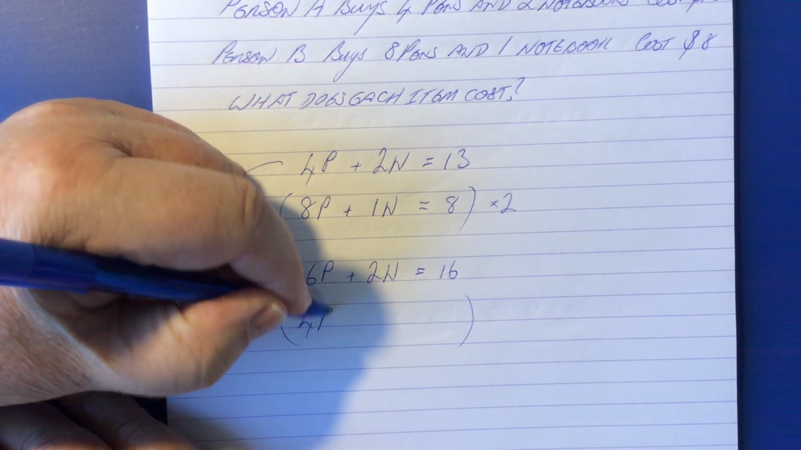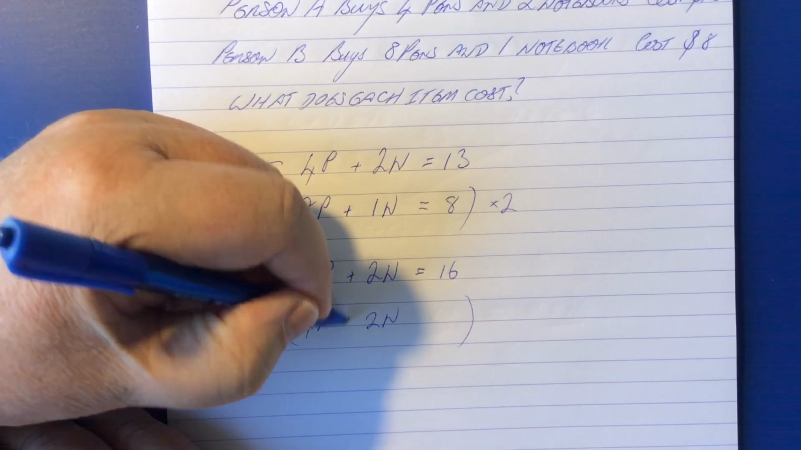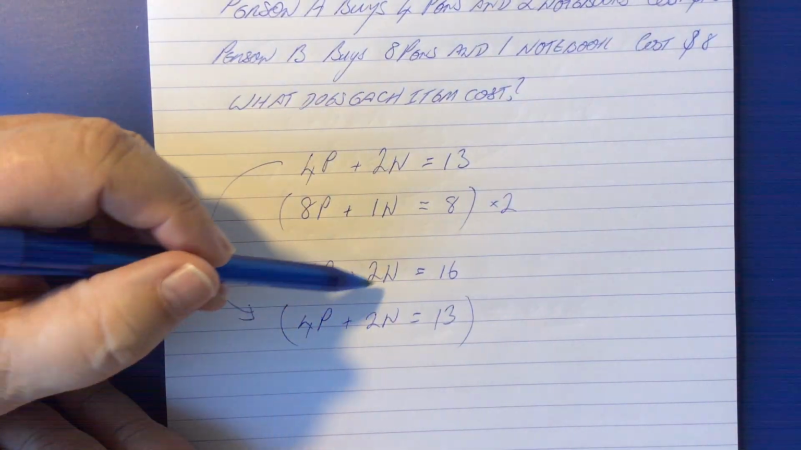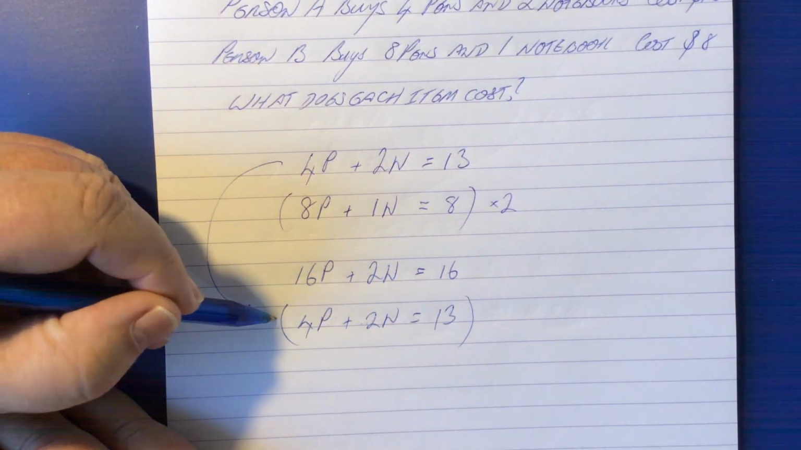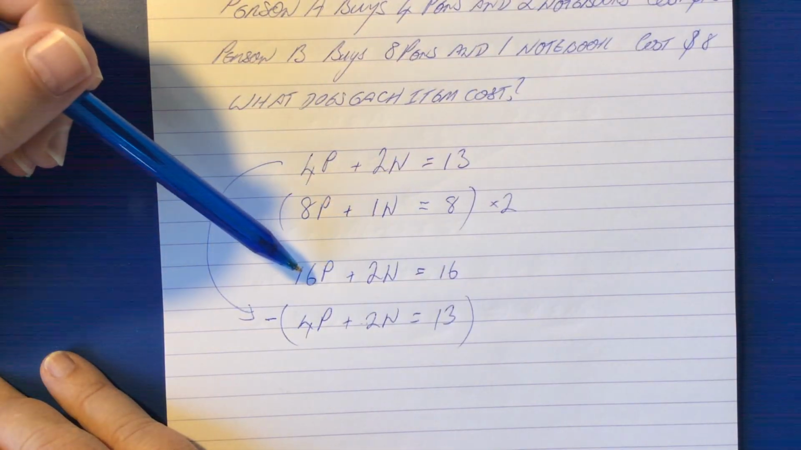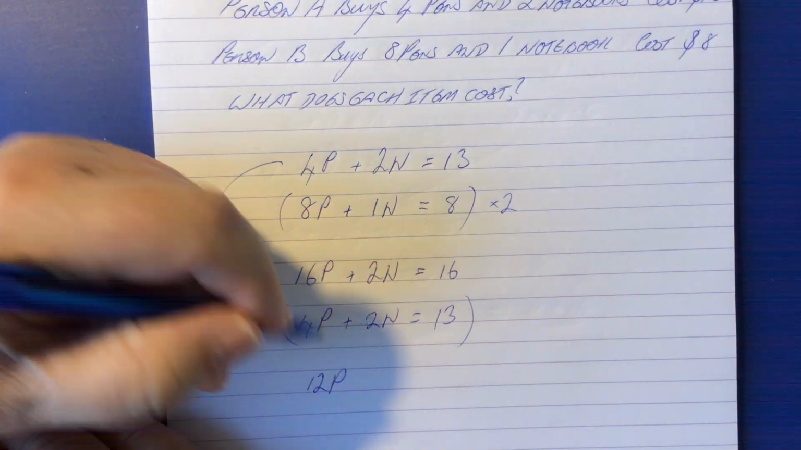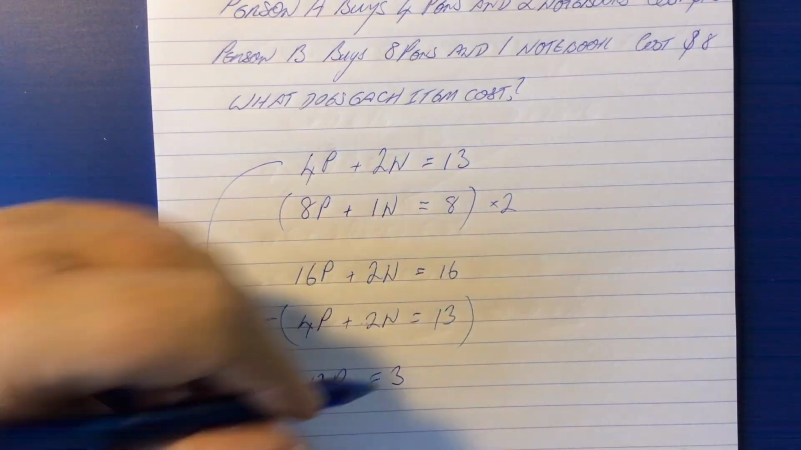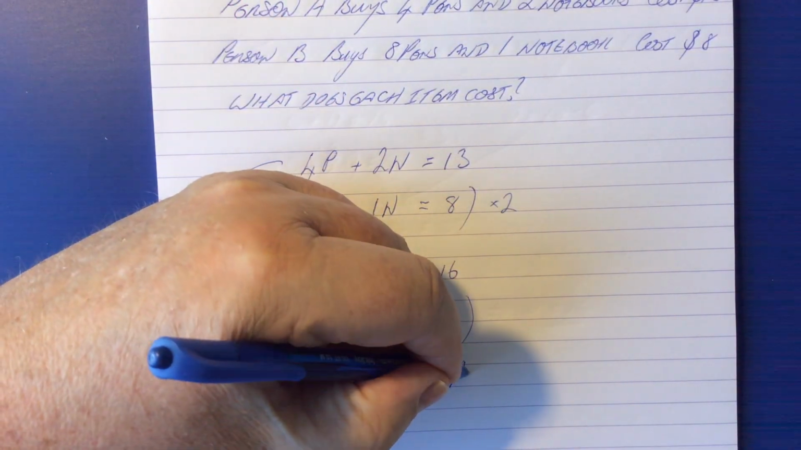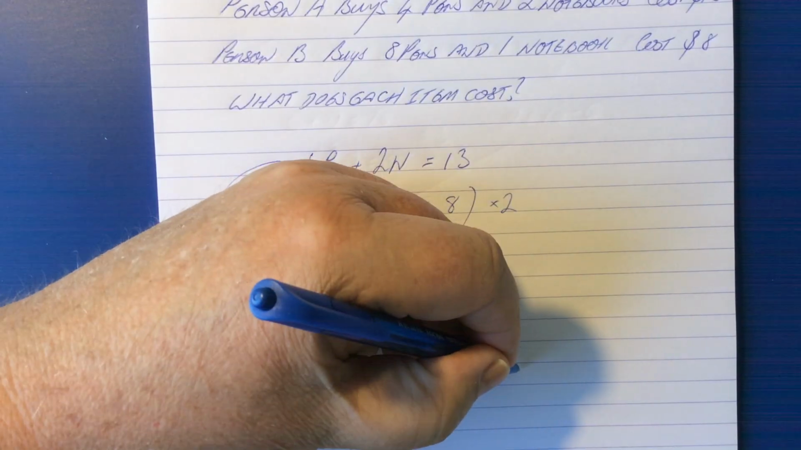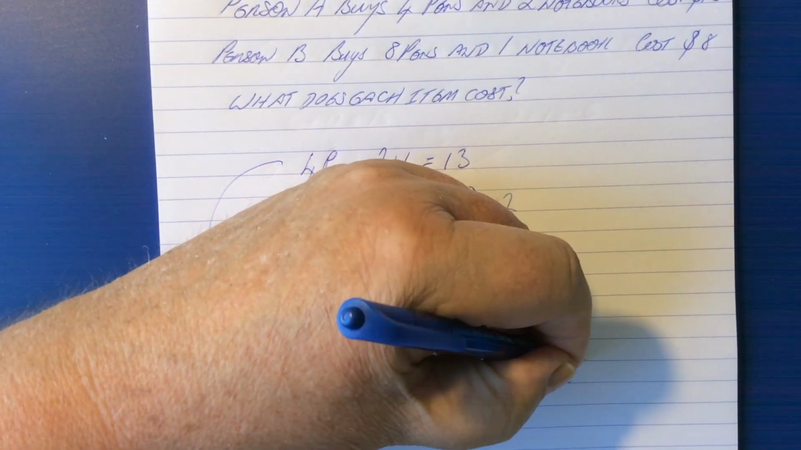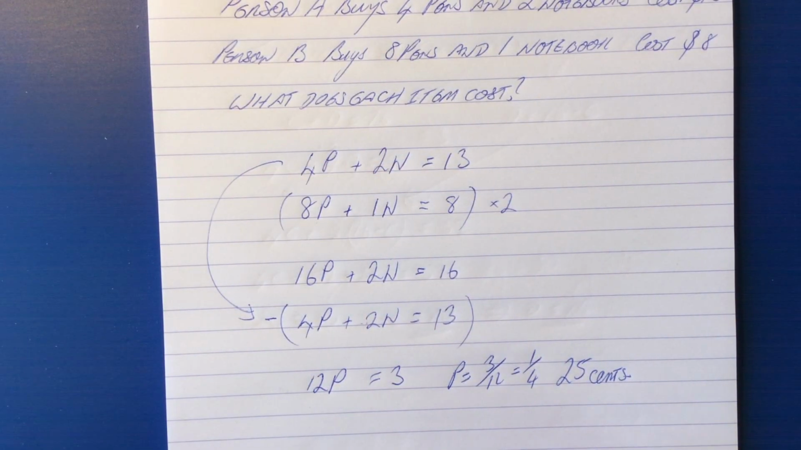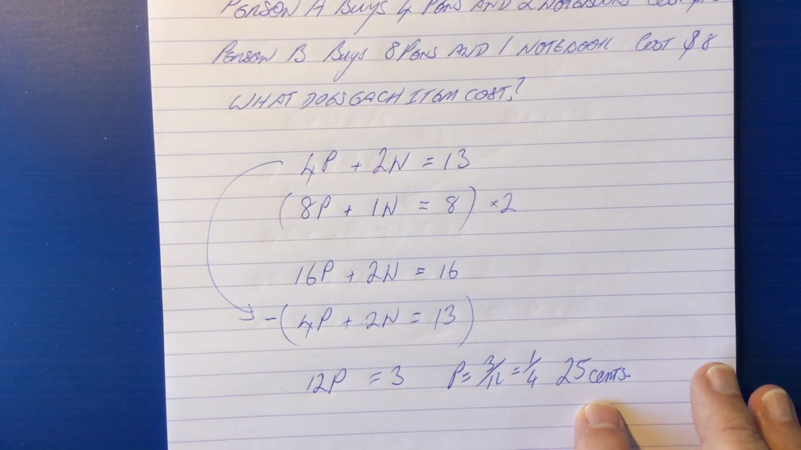So 4p, 2n, and 13. And what that's going to do is rid me of these because I am subtracting. And I'm going to be left with 12p, 16 minus 4, equals 3. And from that, I can deduce that p is equal to 3 over 12, which equals 1 over 4, which in this case is 25 cents. So a pen costs 25 cents.